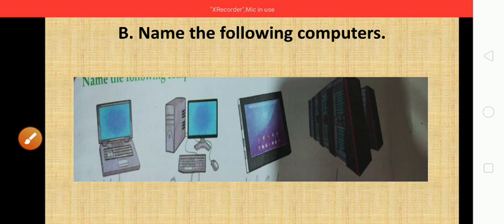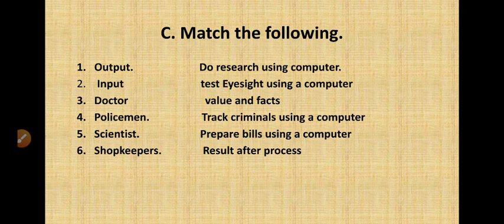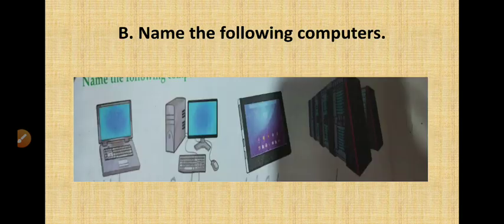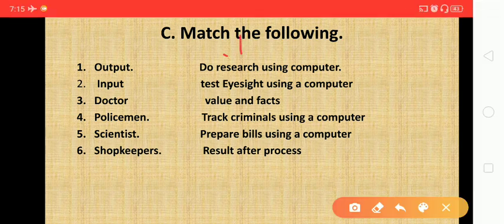Let us move toward our next question, C, match the following. First one is given here, 1 2 3 4 5 6, six pairs you need to do. The first column has output, input, doctor, policeman, scientist, shopkeeper. In the second column we have: do research using computer, test eyesight using computer, and values and facts.